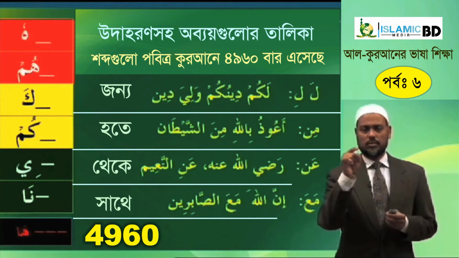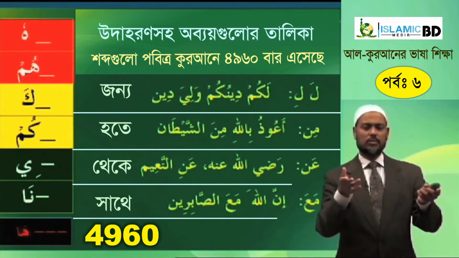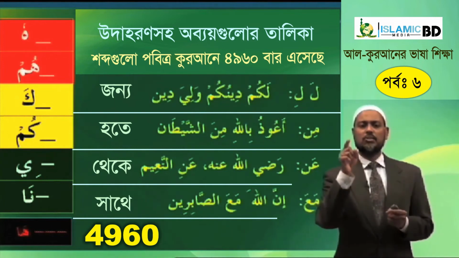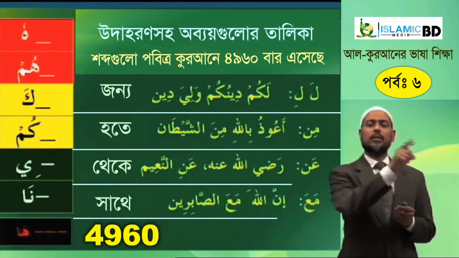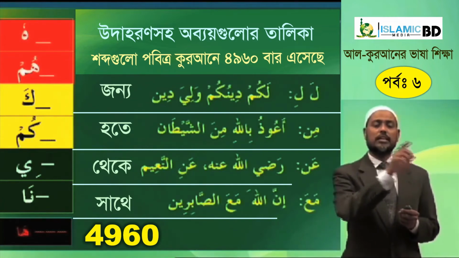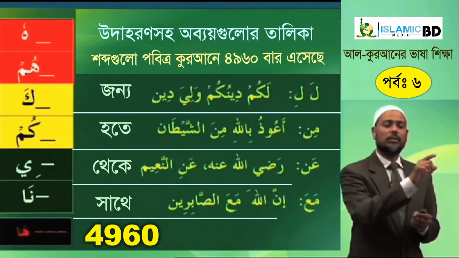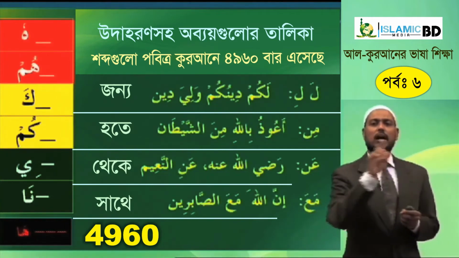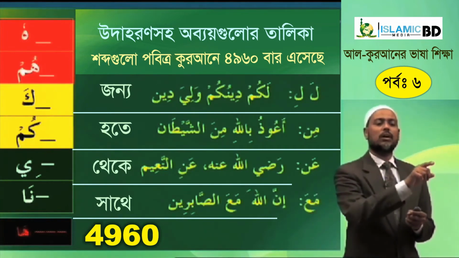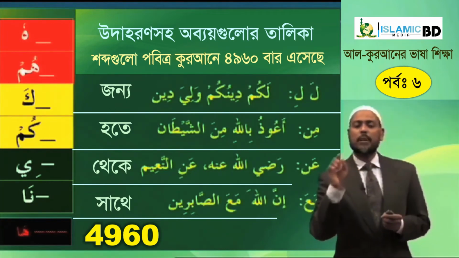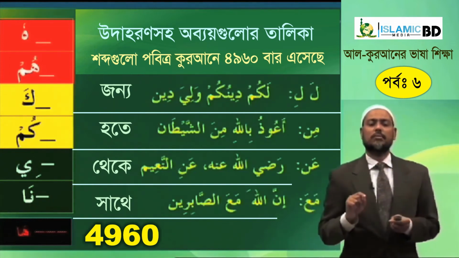Okay, so what is the meaning of la and li? For. Example, lakum dinukum waliyadin. Can you tell me please, all of you? La and li means for. Example, lakum dinukum waliyadin. Min means from. Example, a'udhu billahi minash shaitanir rajim. An means with. Example, radiyallahu anhu, may Allah be pleased with him. Ma'a means with. Example, inna Allah ma'as sabirin.